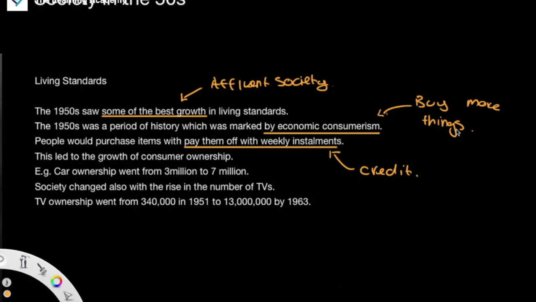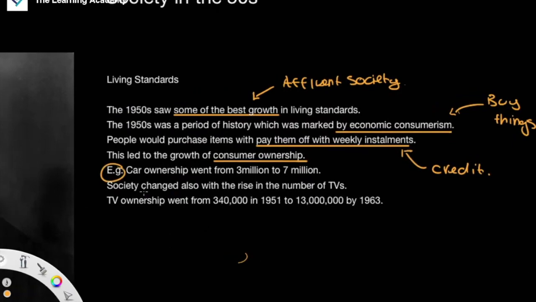Back in the 1950s, this idea of being able to put down a certain amount of money, get the item straight away, and then pay off the rest using weekly or monthly installments meant that people were able to purchase more things, and purchase them quickly. So it led to a growth of consumer ownership, with people owning more and more items. An example of this is in the car market.